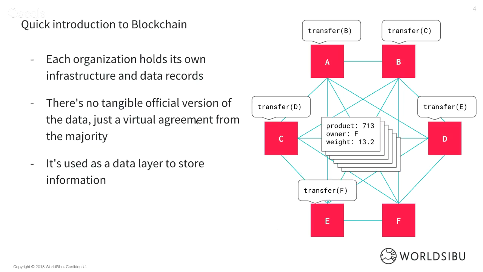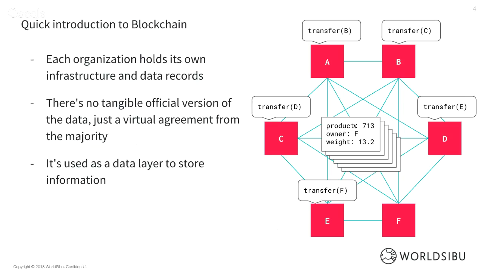Based on this explanation, each organization holds its own infrastructure and its data records, but as an organization, you don't have to trust the records and the hardware of another company. You can trust your own infrastructure and that no one has updated the records by altering them. You can see also that there is no tangible official version of the data. It's just a virtual agreement from the majority.